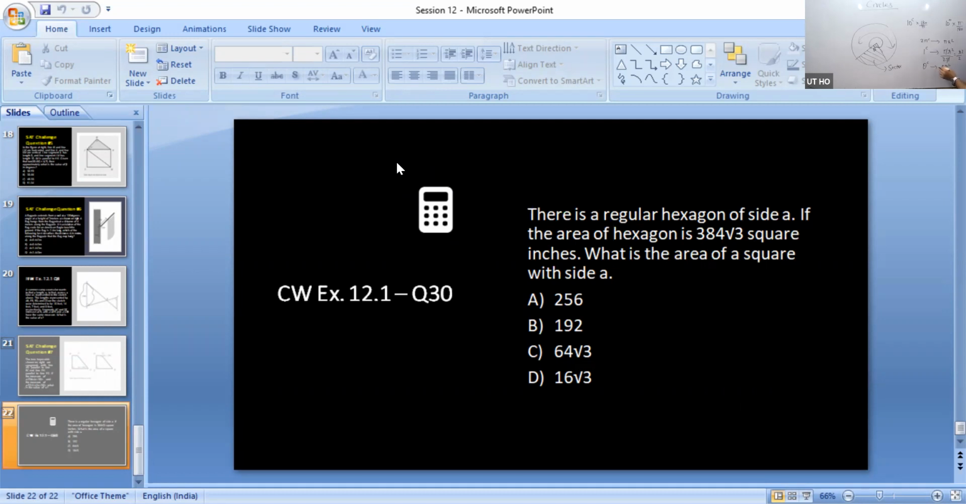So always keep in mind the sector area will be r square theta by 2, where theta is in radian. Okay? If it is in degree, then convert it first.